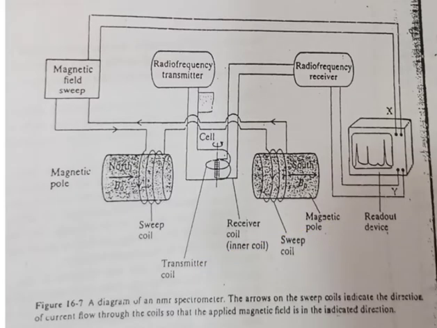See here, if the radio frequency transmitter frequency is kept constant, at that time you can measure the magnetic field this way, and when the magnetic field is kept constant, the radio frequency is measured on the detector. So this is the actual working of an NMR spectrometer.